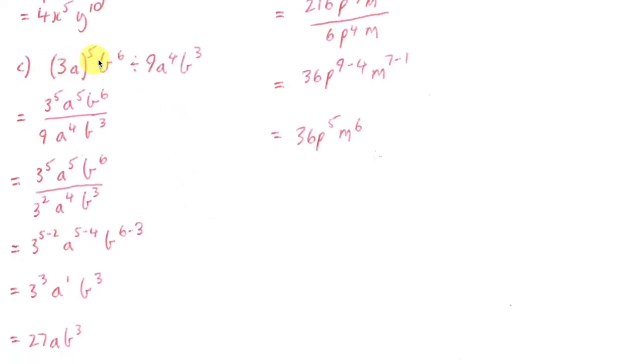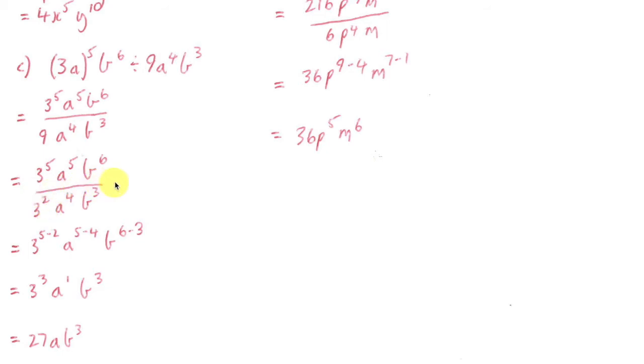For c, we have that expression divided by this expression, so we set this up as a fraction. And what I'm going to try and do is expand out to begin with, so that's going to be 3 to the power of 5 multiplied by a to the power of 5 multiplied by b to the power of 6 over 9 multiplied by a to the power of 4 times b to the power of 3. So what you should be able to recognise is that that 9 can be written as 3 squared, and that's going to be helpful for us to apply the index laws.